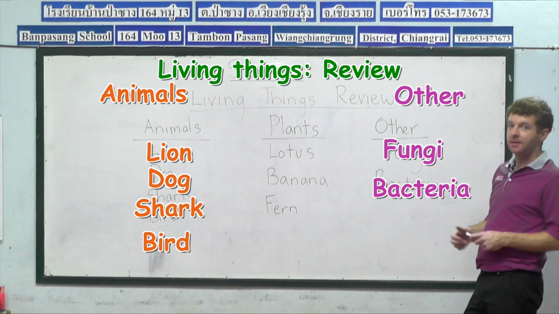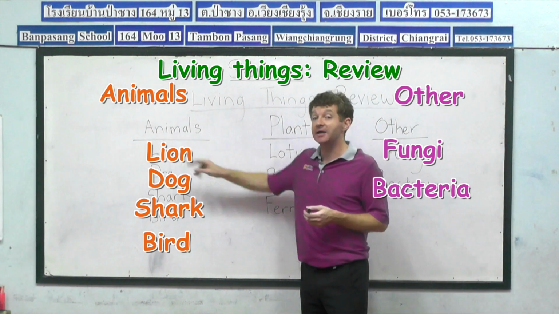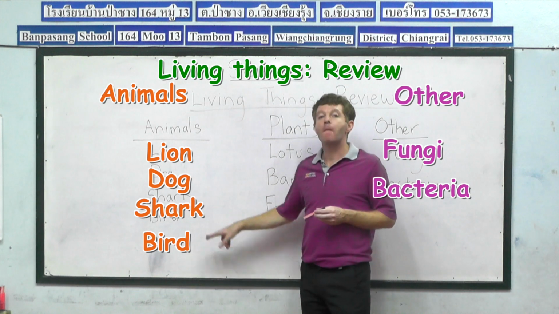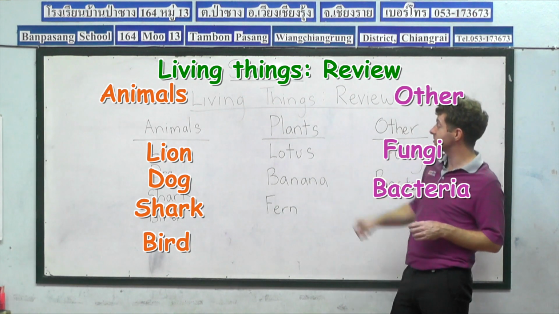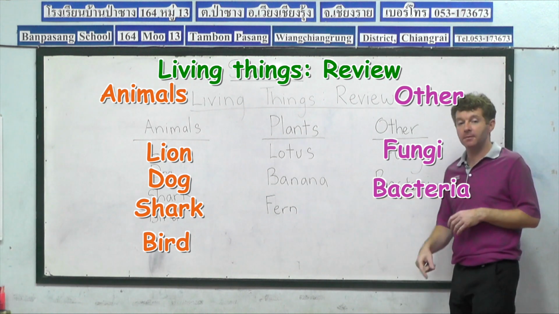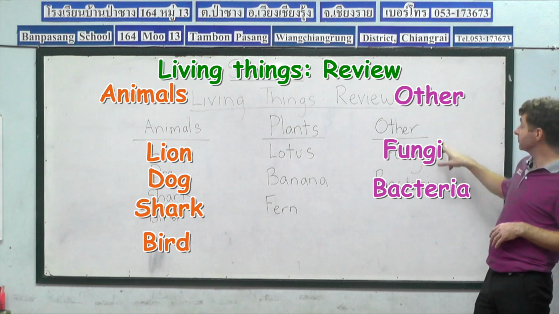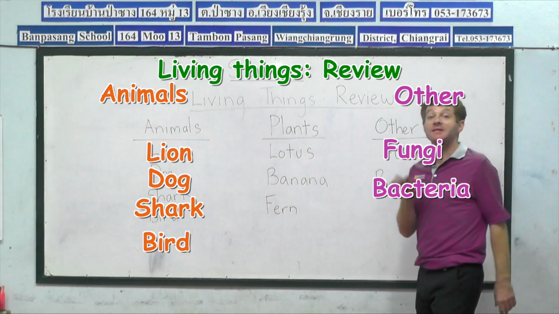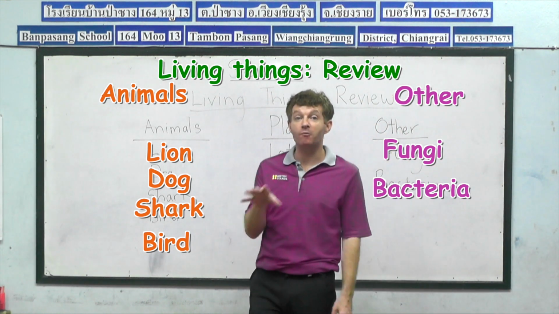Bacteria. Excellent. So for animals, we have lion. Dog. Shark. Bird. Plants. We have lotus. Banana. Fern. And for other living things, fungi. Bacteria. These are all good examples of things that we have learned about previously.